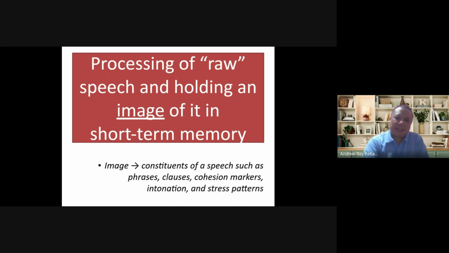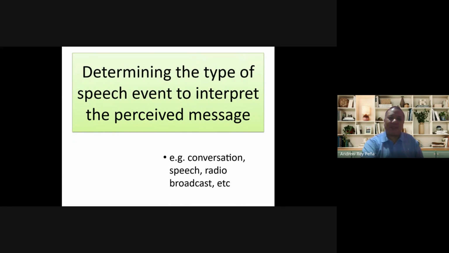This could be constituents such as phrases, glosses, sentences, cohesion markers, intonations, and even stress patterns. So the raw speech is what you put in your mind. That helps you determine the type of speech event to interpret the perceived message. So that's the second node of the model. It makes you realize, oh, are you doing a conversation? Are you doing a speech? Is this a radio broadcast? So you determine the speech event.